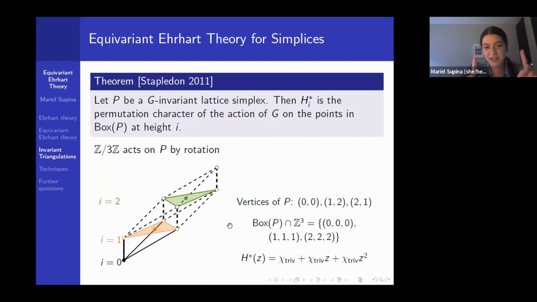So in this case, I took the cyclic group acting on P by cyclic rotation of the vertices. And all of these points in the fundamental parallelepiped are fixed by that action. So at each height, I just get a copy of the trivial representation. So it's not a super exciting example, but we wanted to see if we could use this to build up the equivariant Ehrhart theory of some other polytope by looking at these simplices. But the difficult thing is that now, instead of just triangulating the polytope any which way, we need the triangulation to agree with the group action on the polytope.